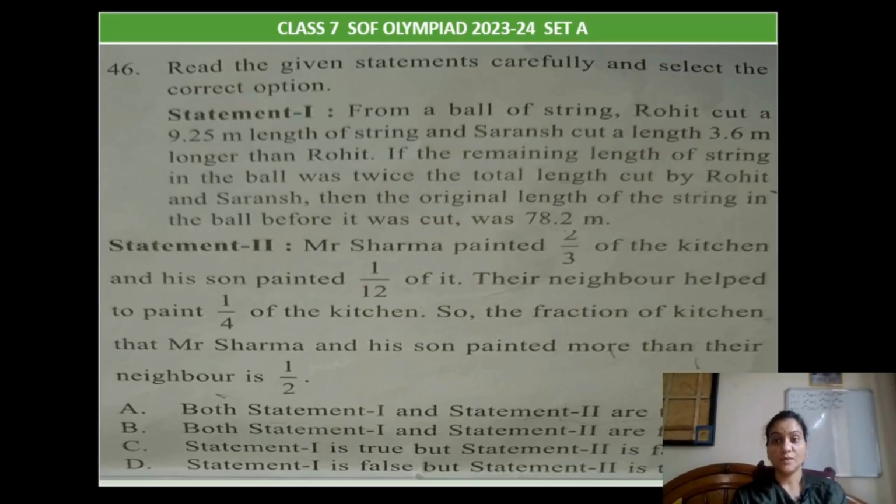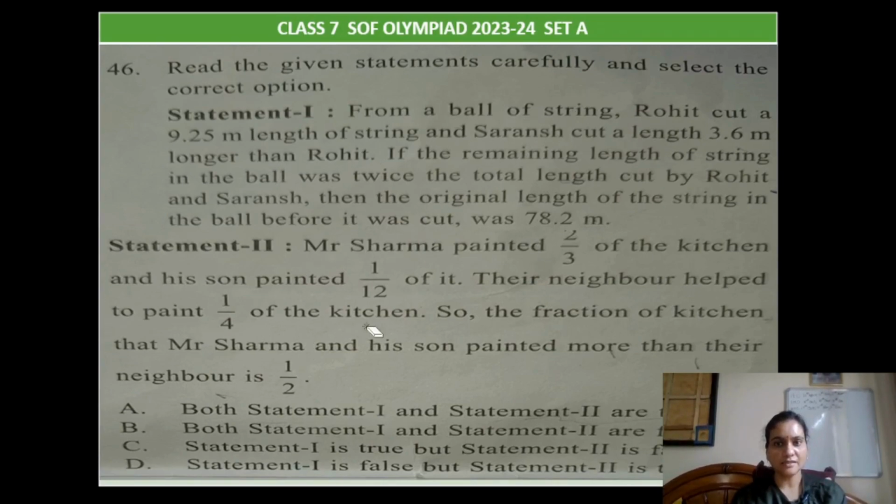Now let's solve questions from the Achiever section. First question from the Achiever section. Question number 46. Read the given statements carefully and select the correct option. Statement 1 says, from a ball of string, Rohit cut a 9.25 meter length of string and Saransh cut a length 3.6 meter longer than Rohit. If the remaining length of string in the ball was twice the total length cut by Rohit and Saransh, then the original length of the string in the ball before it was cut was 78.2 meter. And this needs calculation. So just read it.